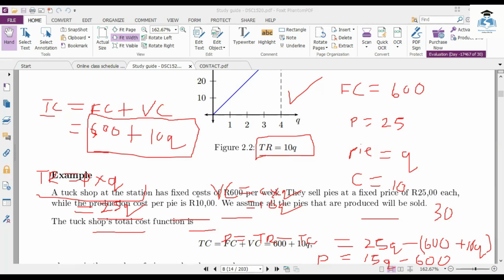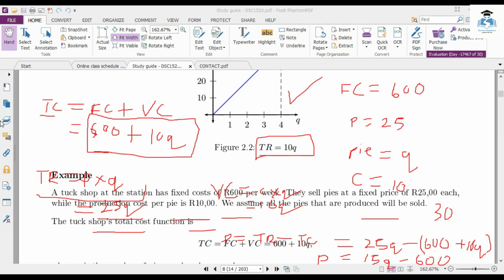Sometimes they can even say, what is the total cost here? And probably you just need to put this 30 into this. Then you know that your total cost will be 600 plus 300, which is equal to 900. So let's see, probably I've got such an example whereby we see how we apply this.